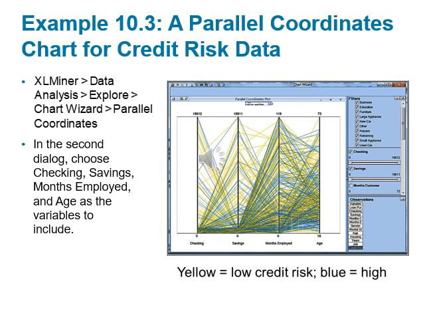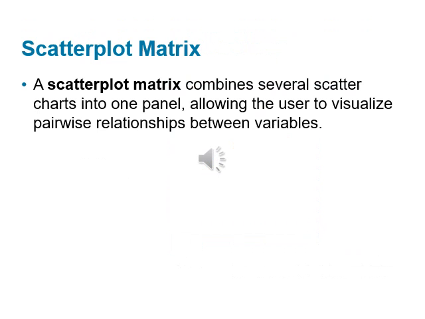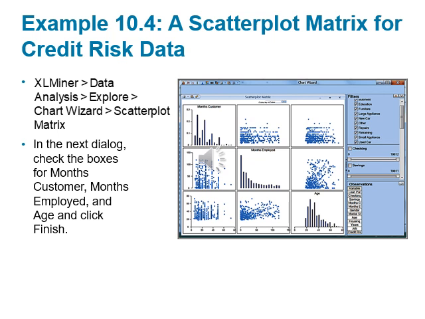Example 10.3, a parallel coordinates chart for credit risk data. In the second dialog, choose checking, savings, months employed, and age as the variables to include. Scatter plot matrix. A scatter plot matrix combines several scatter charts into one panel, allowing the user to visualize pairwise relationships between variables. Example 10.4, a scatter plot matrix for credit risk data. In the next dialog, check the boxes for months customer, months employed, and age and click Finish.